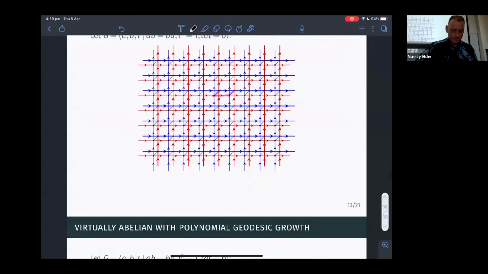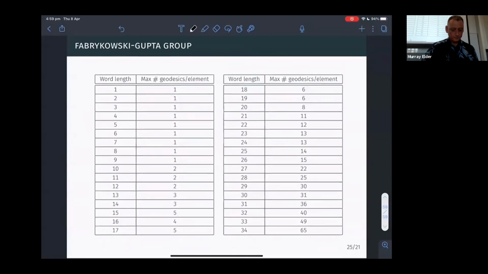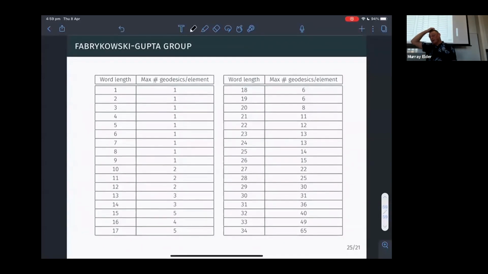indulge and show one thing? Alex, before he started his PhD with me, did an honors project on the Fabrikowski-Gupta group, which was this one example that came out of Julie Bonnemann's thesis that we don't know whether it has exponential geodesic growth. So Alex wrote a computer program, and I thought, oh, I'll add this if I have time to the talk, which I don't have, but I'm adding it now.